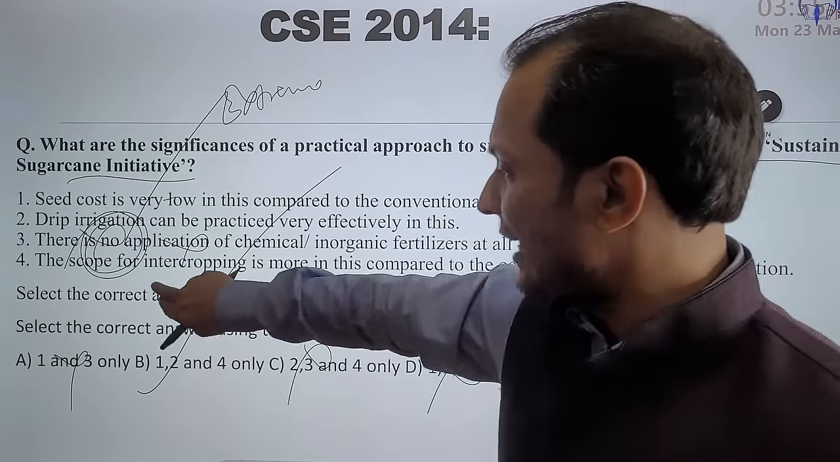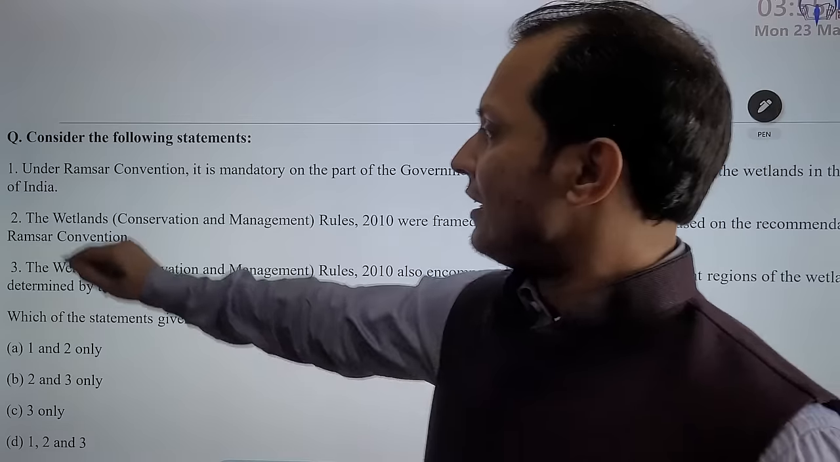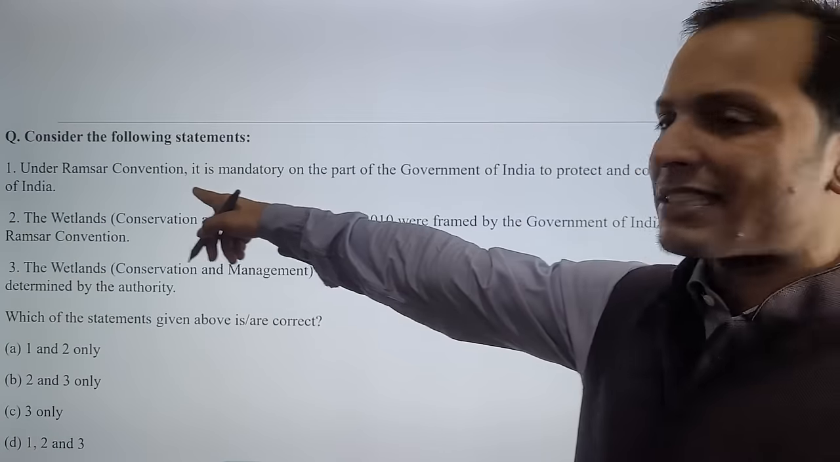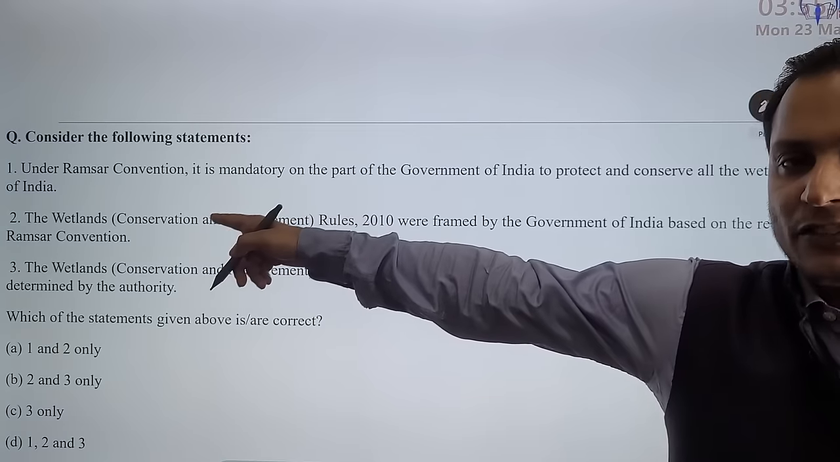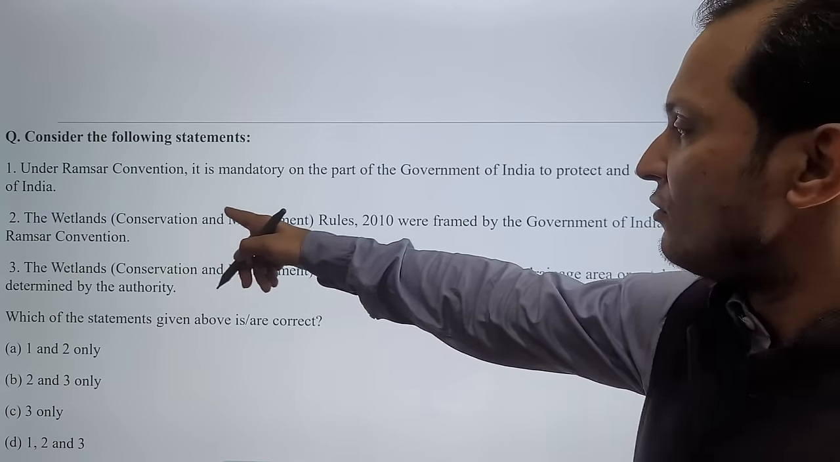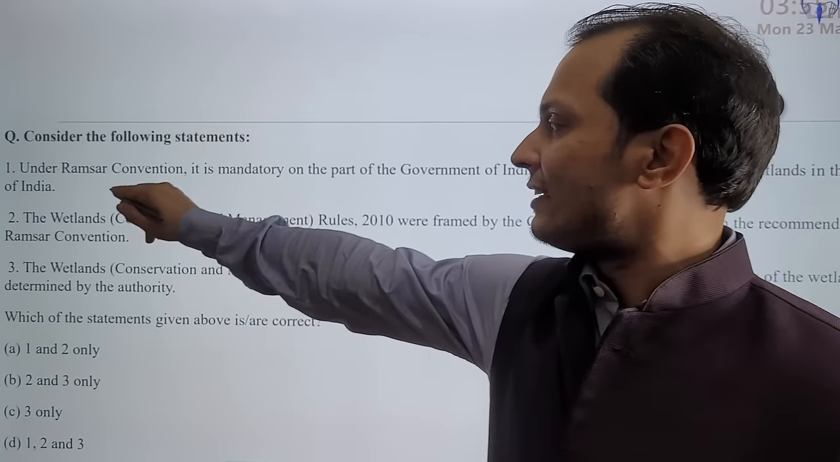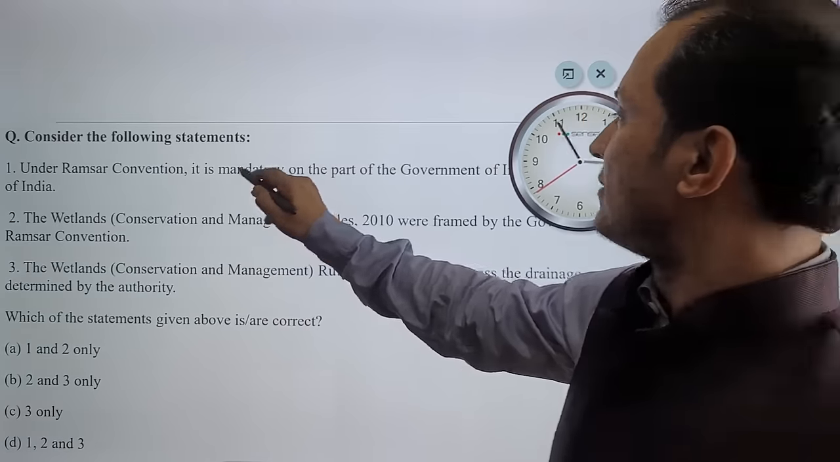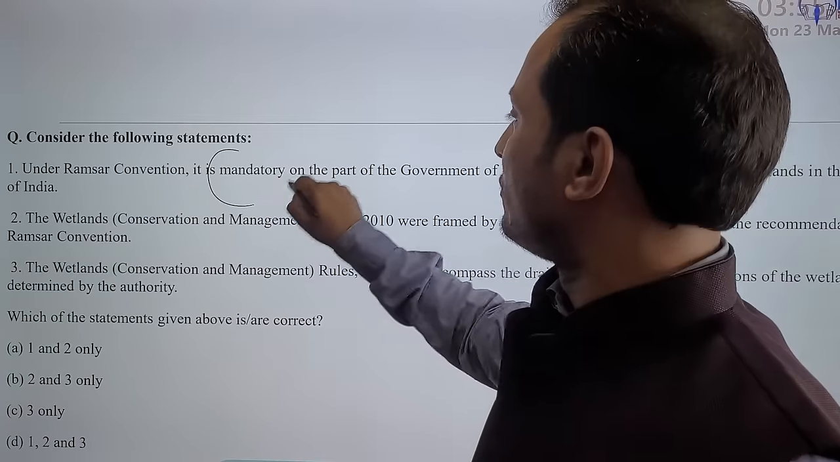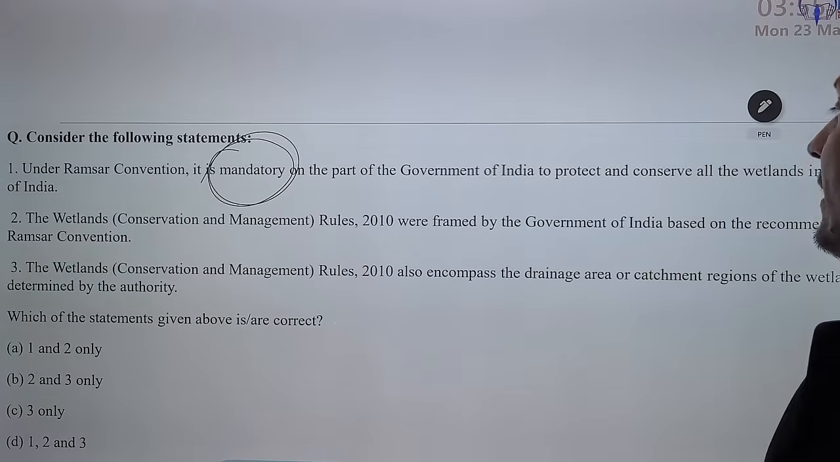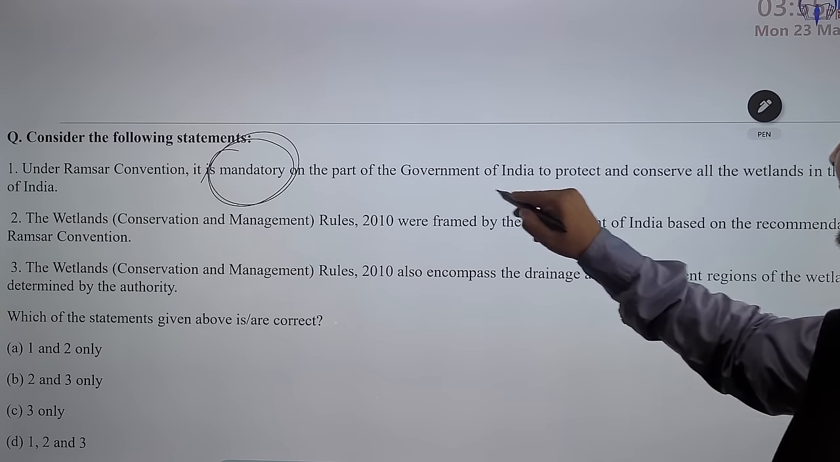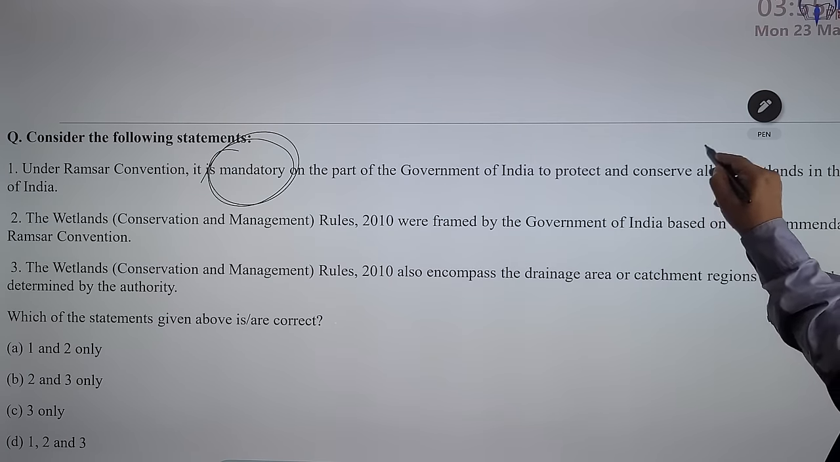Okay, let us go to the next question, guys. Let us see this question on Ramsar Convention. Ramsar Convention is a convention on wetlands. Okay, you see this statement. Statement 1, it says that under Ramsar Convention, it is mandatory, again, you see, mandatory, for the government of India to protect and conserve all wetlands.